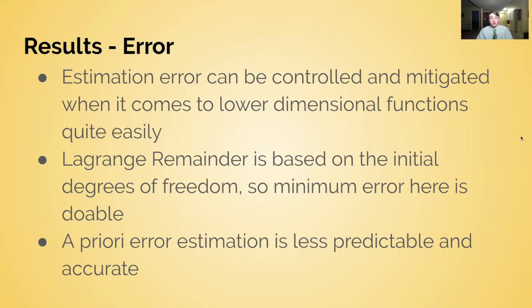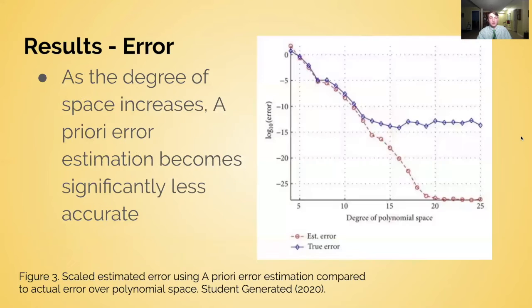Now, when it comes to spectral element analysis, the way to calculate our error for our bases is something called an a priori error estimation, and that's a lot less predictable and a lot less accurate. In fact, it itself is an estimation. It's an estimation of how much error there could be. It's not even actually how much error there is.